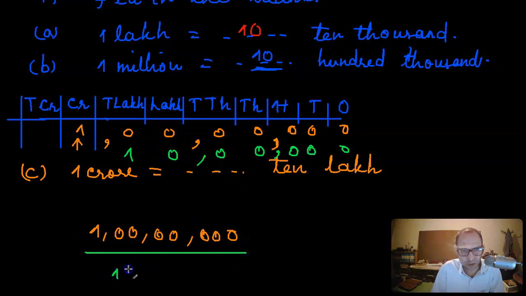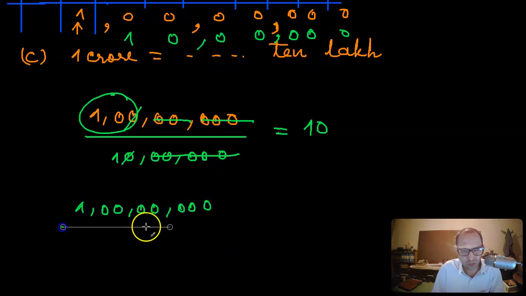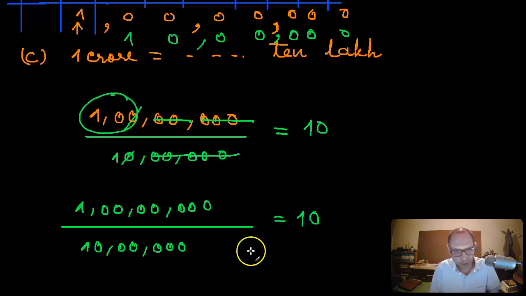If I divide by 10,00,000, now I can do the division, meaning simplify these with these, this with this, and this with this, and then what remains is a 10, right? Which means that 1 crore, divided by 10 lakhs, which is 10,00,000, gives me a 10, right? Which means that there are 10 lakhs in a crore. There are 10 lakhs in a crore, right?